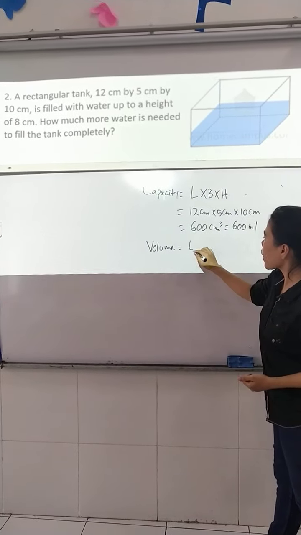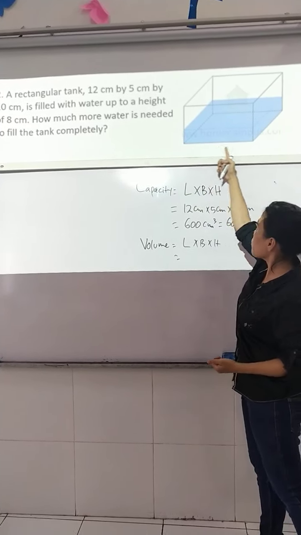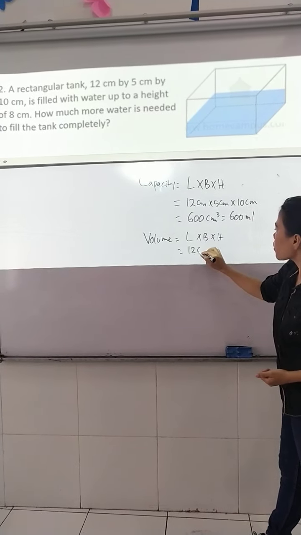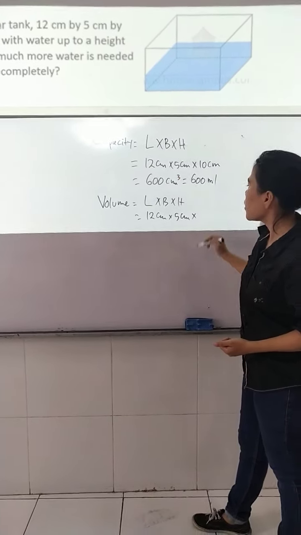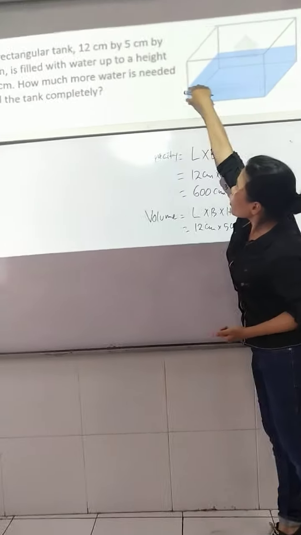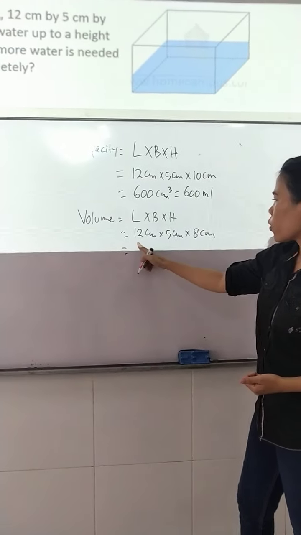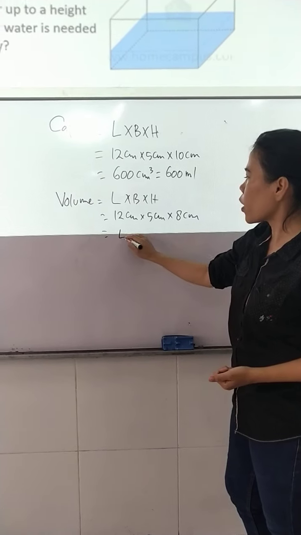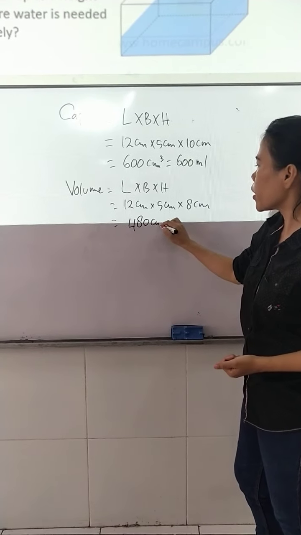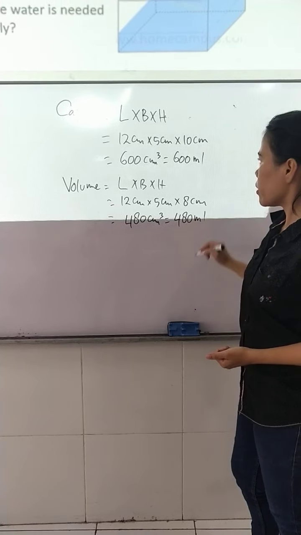So to find the volume is length times breadth times height. So the length is just the same length, which is 12 centimeter, the same breadth, 5 centimeter, and the height filled by the water is 8 centimeter. So this is 8 centimeter. 12 times 5 is 60. 60 times 8 is 480 cubic centimeter, equal to 480 milliliter.